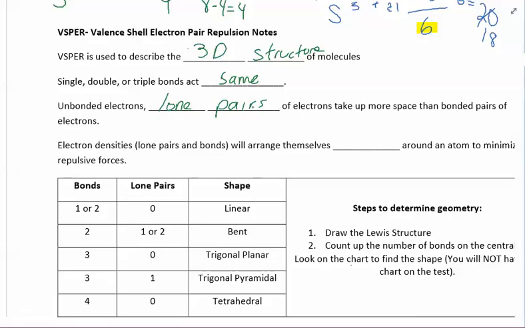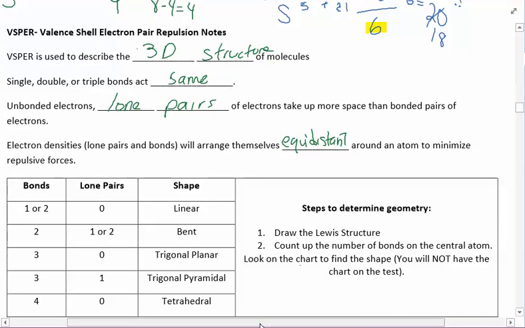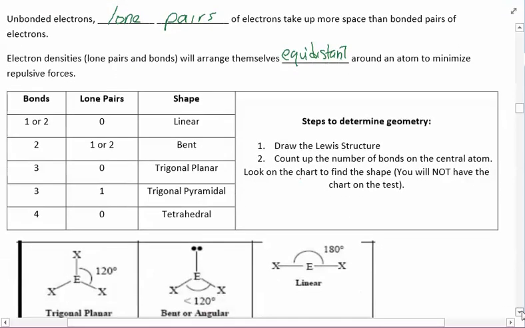Electron densities, so lone pairs and bonds, will arrange themselves equidistant around the atom in order to minimize repulsive forces. So here we have the 5 shapes that we're going to be focusing on. We did take a look at a few more shapes. We're not going to look at those right now. We're just going to focus on these 5 shapes: linear, bent, trigonal planar, trigonal pyramidal, and tetrahedral.